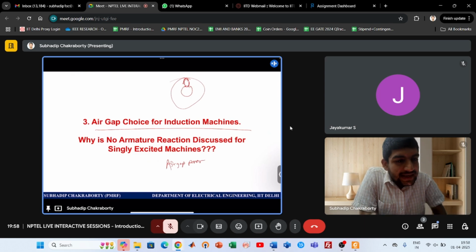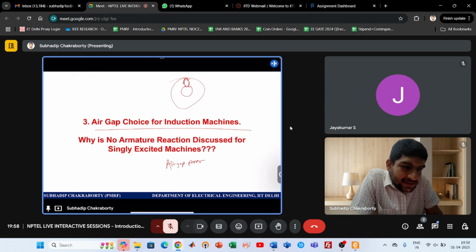In DC machine, we talked about armature reaction because it is a doubly excited machine, or even if it is a singly excited machine, because of the field circuit getting energized and the armature circuit, two different circuits are there. So that's why we discussed armature reaction there. Due to the armature current flowing, it tries to oppose the flux, and we draw the characteristics also and discussed armature reaction. But I told you that for singly excited machine, we never discussed armature reaction. Why so?